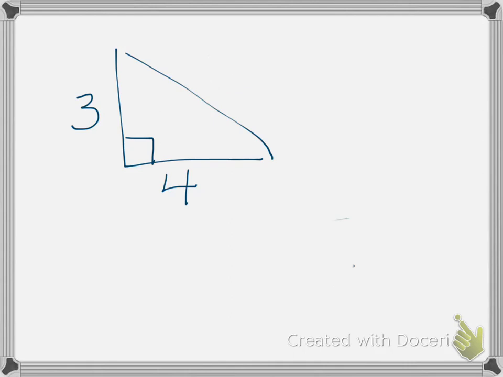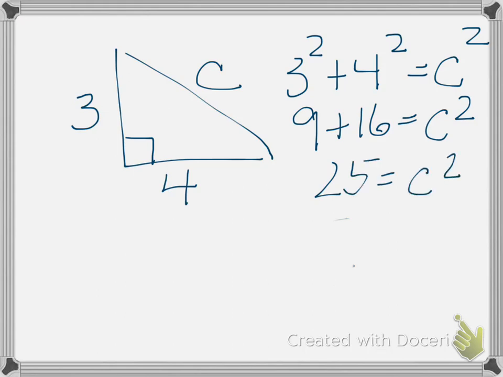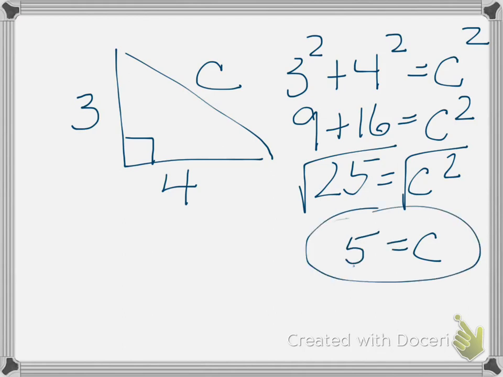But let's say that you're just given this and you're asked to find this missing side or the missing hypotenuse. Well, then you would just take the leg squared, and add the other leg squared, and that would have to equal the hypotenuse squared. So you would get 9 plus 16 equals c squared, 25 equals c squared, and you have to take the square root of both sides to get that c alone. Okay, so you can take the square root of both sides, and the square root of 25 is 5, and that means that c would have to equal 5.